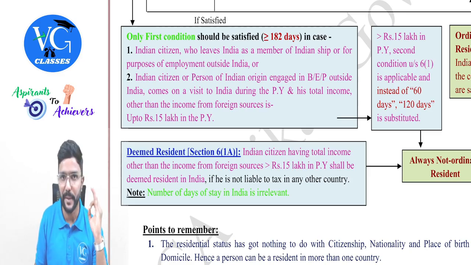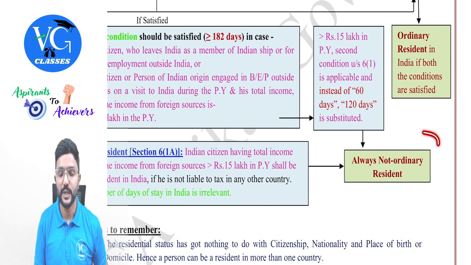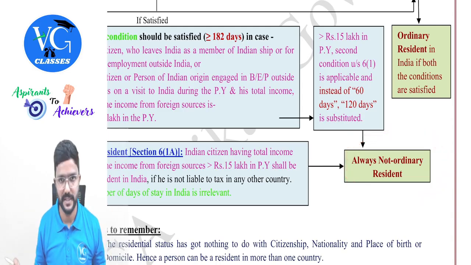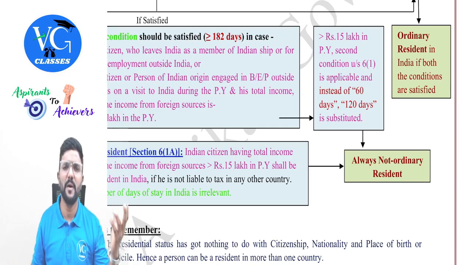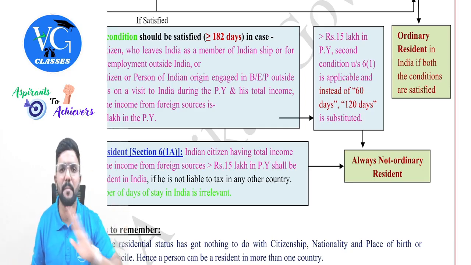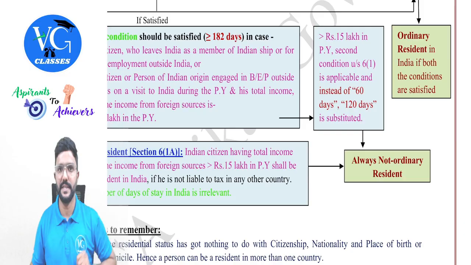I repeat once again, if an individual is covered as per this provision or this provision and become resident, then they are always called as not ordinary resident. No need to check additional condition. They may or may not satisfy. That doesn't matter here. They are always called as not ordinary resident.